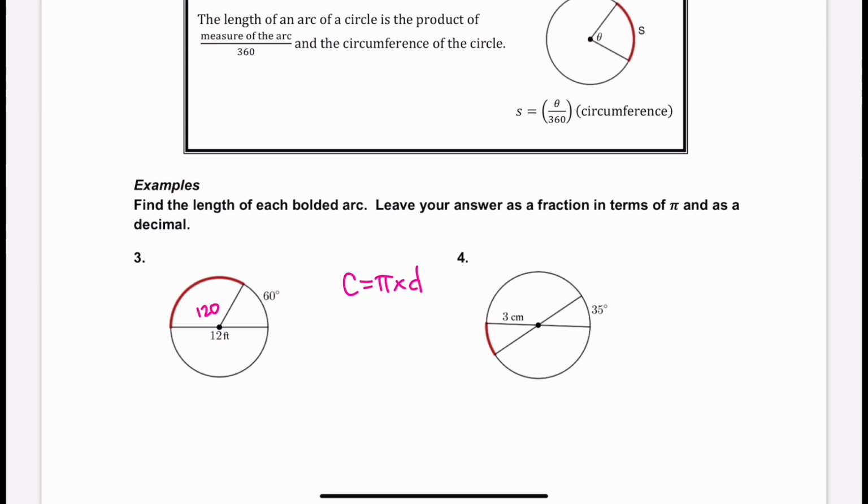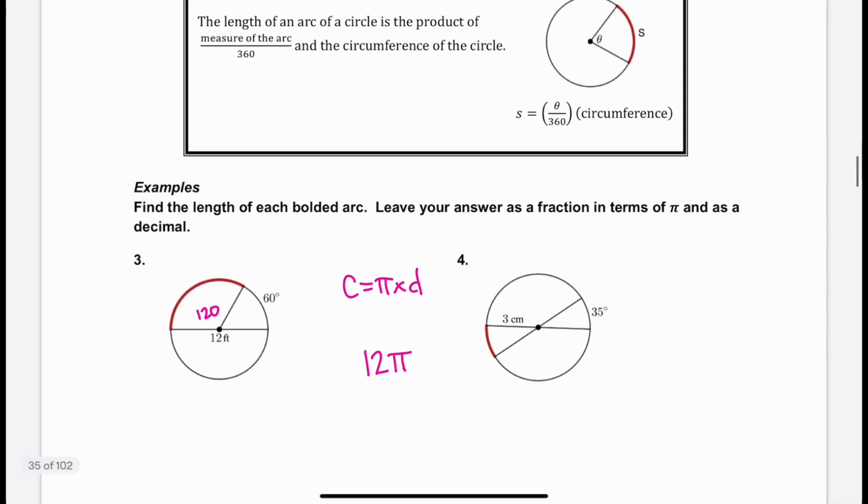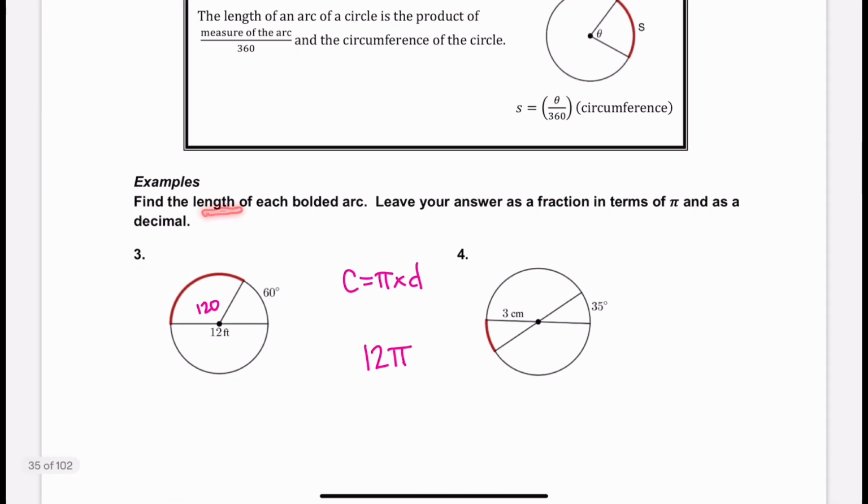Now, to find the whole circumference, circumference is equal to pi times our diameter. Our diameter is 12, so the circumference of our whole circle would be 12 pi. But I am not looking for the entire circumference. I want the length of just a piece of the circumference. I want 120 degrees out of 360 degrees.